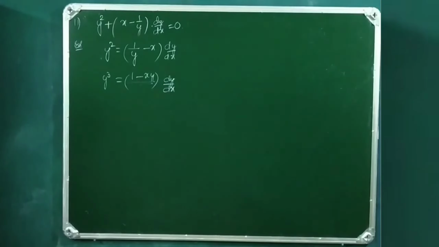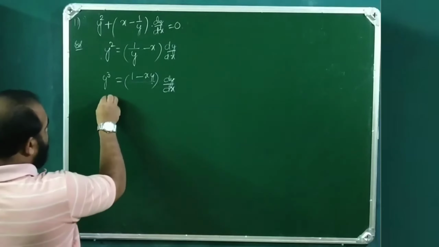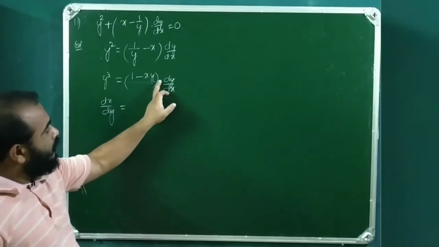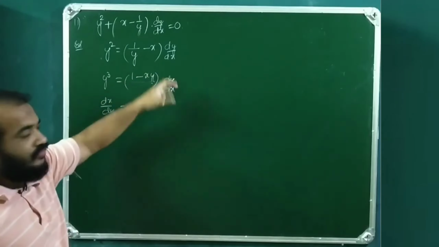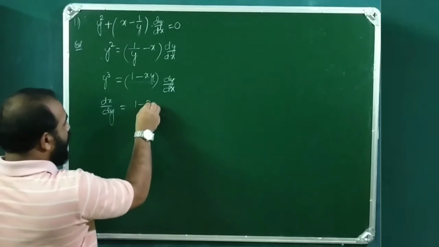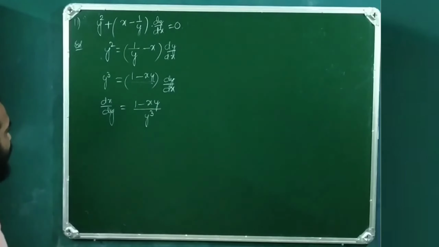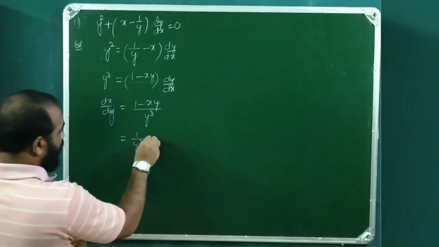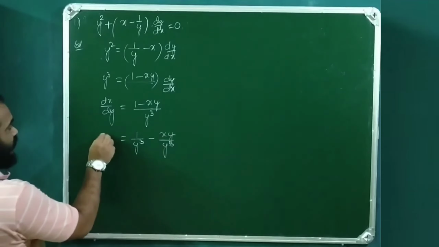So dy by dx equals, or dx by dy equals, it is being multiplied with 1 minus xy. If you transpose to the other side, it will be reversed. dx by dy equals 1 minus xy by y cube. So this equals 1 by y cube minus xy by y cube.